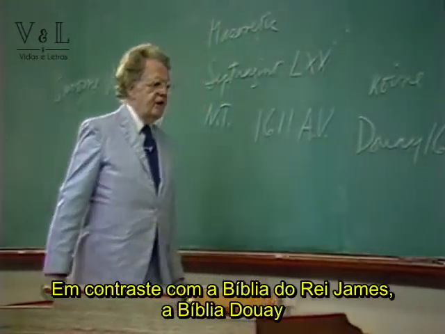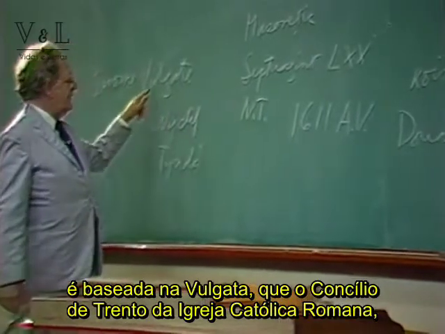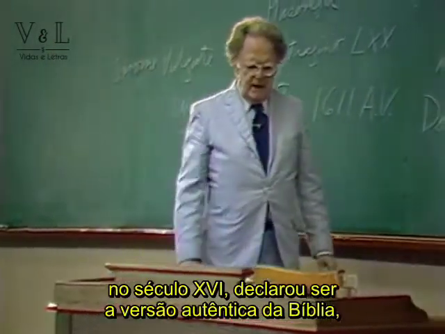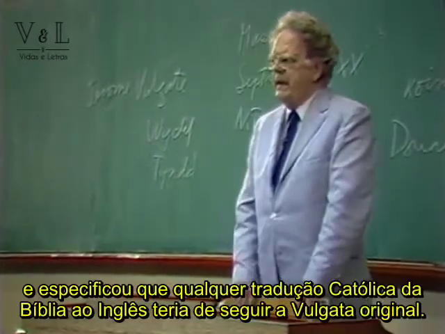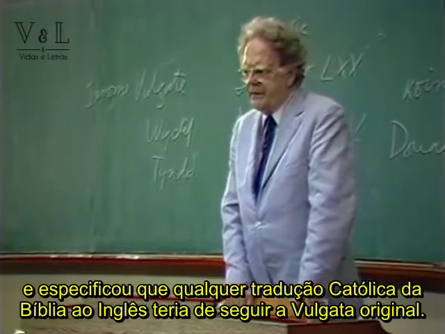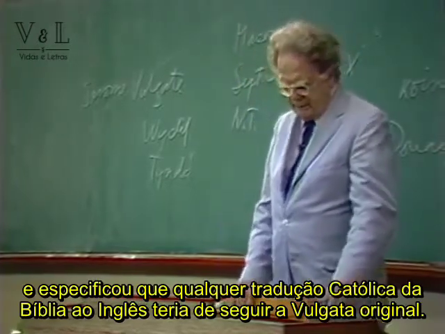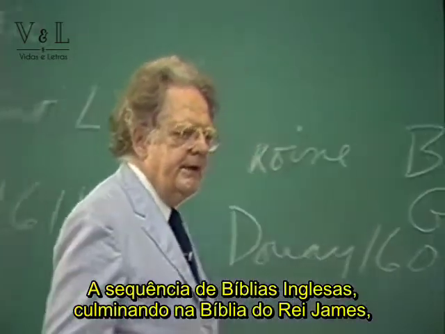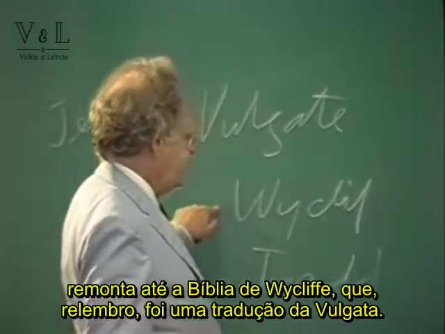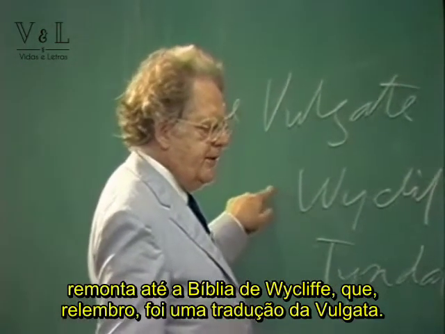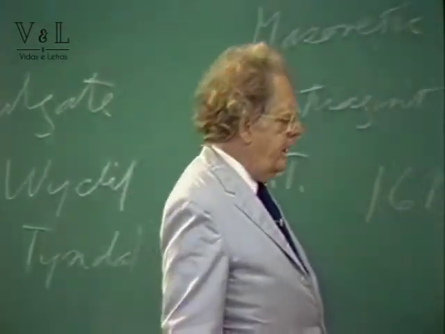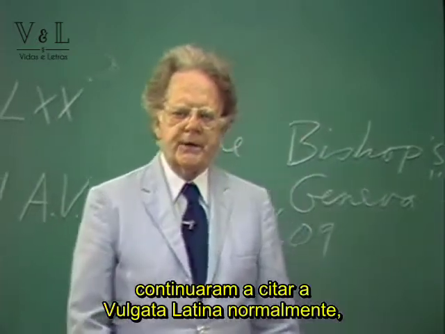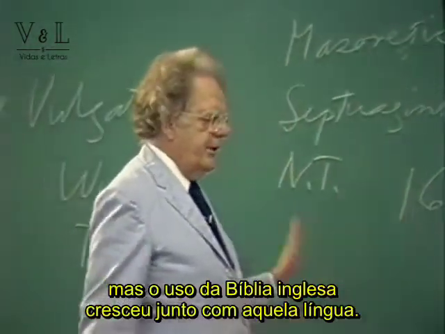In contrast to the King James Bible, the Douay Bible is based on the Vulgate, which the Roman Catholic Council of Trent in the 16th century had declared to be the authentic version of the Bible, and it had stipulated that any Catholic translation of the Bible into English would have to follow the Vulgate original. The sequence of English Bibles culminating in the King James Bible goes back to the Wycliffe Bible, which again was a translation from the Vulgate. And after 1611, scholars like Milton or Sir Thomas Browne usually continued to quote the Vulgate in Latin, but the use of the English Bible naturally grew as the language grew.